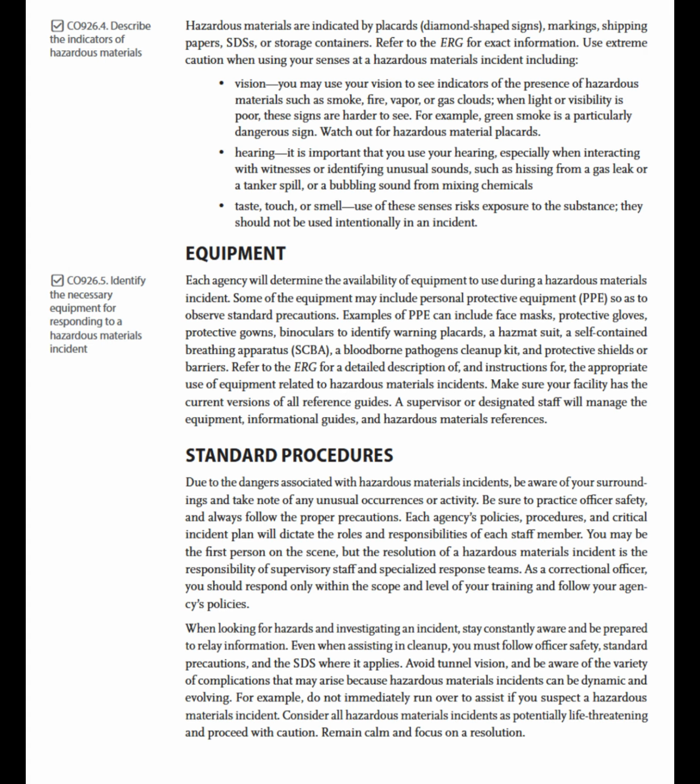Vision. You may use your vision to see indicators of the presence of hazardous materials such as smoke, fire, vapor, or gas clouds. When light or visibility is poor, these signs are harder to see. For example, green smoke is a particularly dangerous sign. Watch out for hazardous material placards.